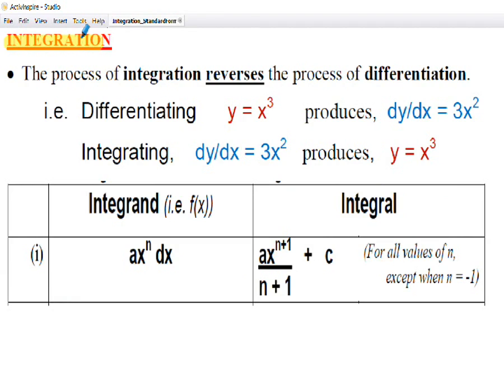The process of integration reverses differentiation, a process we've come across before. So if we were given a function of y equals x cubed and we're asked to differentiate it, we get an expression dy by dx is equal to 3x squared from standard differential tables. If we now try and integrate dy by dx, the 3x squared term, we will get back to the original function of y equals x cubed, and that's using standard integral tables as shown below.